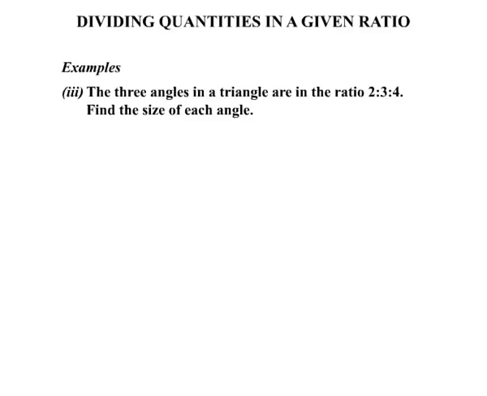Our third example, the 3 angles in a triangle are in the ratio 2 to 3 to 4. And we need to find the size of each angle. Now 2 to 3 to 4, that's our ratio. 2 parts, 3 parts and 4 parts. So altogether we add them up, we have 9 parts.